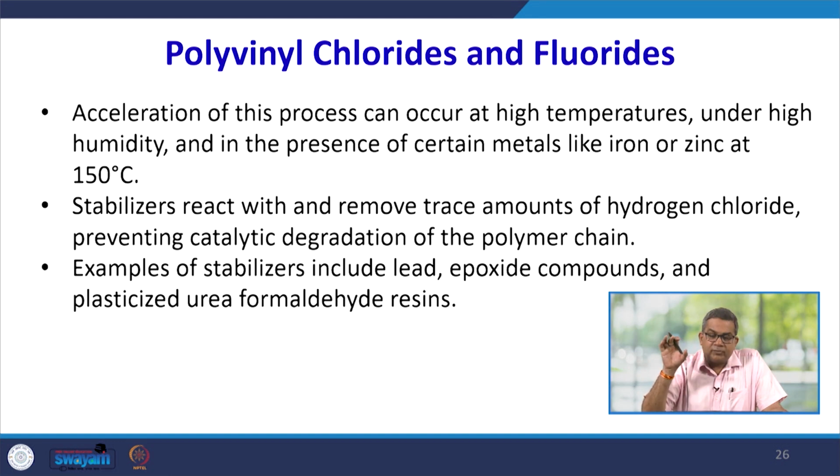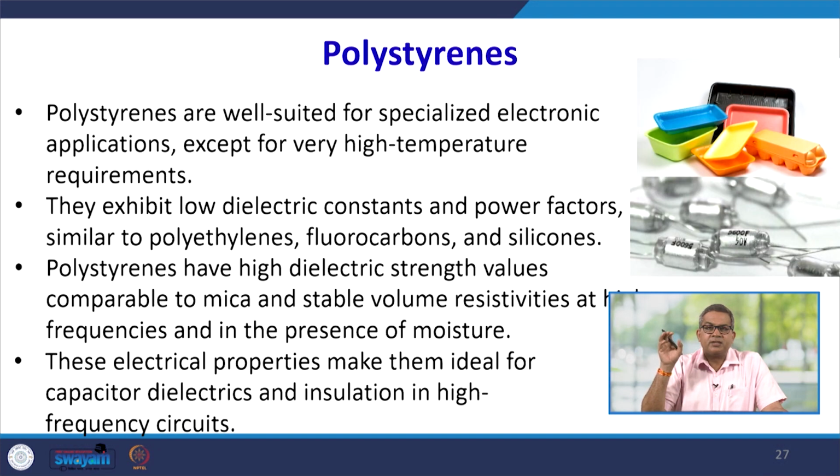Now, acceleration of this particular process can occur at high temperature, under high humidity, and in the presence of certain metals like iron and zinc, maybe around 150 to 160 degrees Celsius. These stabilizers react with and remove the trace amount of hydrogen chloride, preventing catalytic degradation of the polymer chain. Some examples of stabilizers include lead compounds, epoxide compounds, and plasticized urea formaldehyde resins.